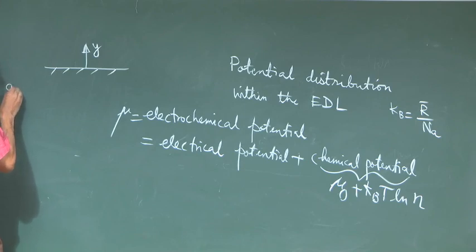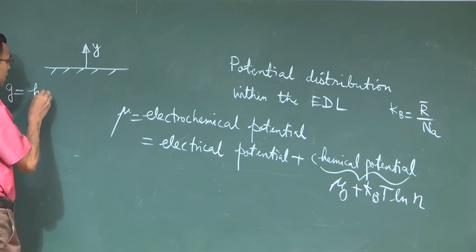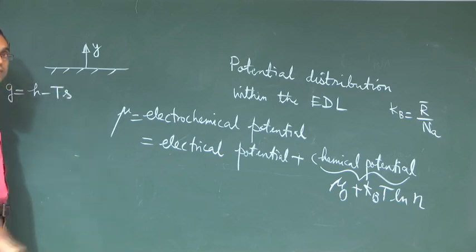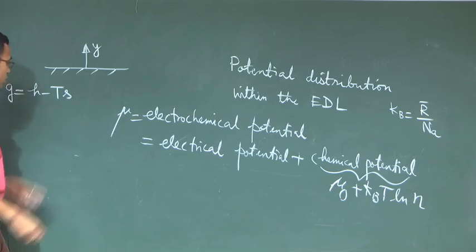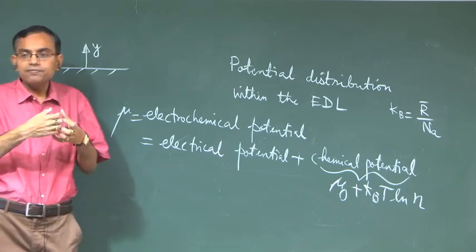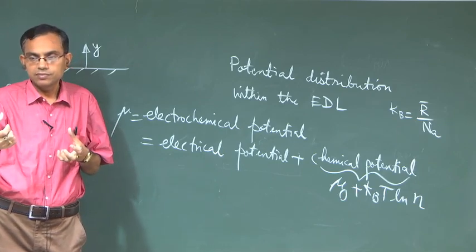All of you have an idea of what is Gibbs free energy. This is something you have studied in basic thermodynamics. So, Gibbs free energy is given by G equals H minus Ts. Now, what is H? H is the enthalpy, T is the absolute temperature, and S is the entropy. So, free energy is the energy freely available for a change.